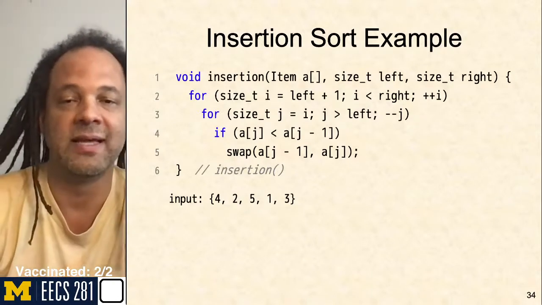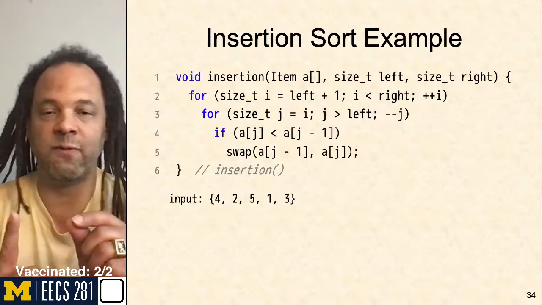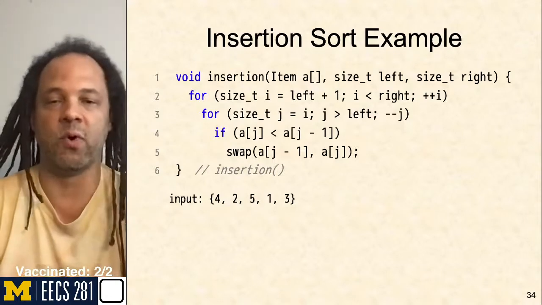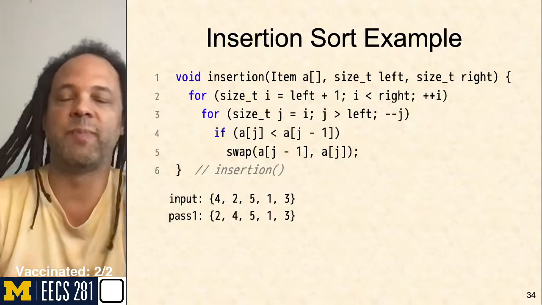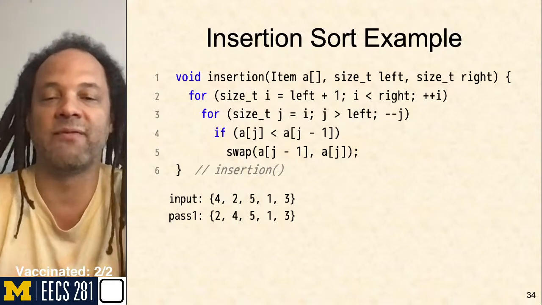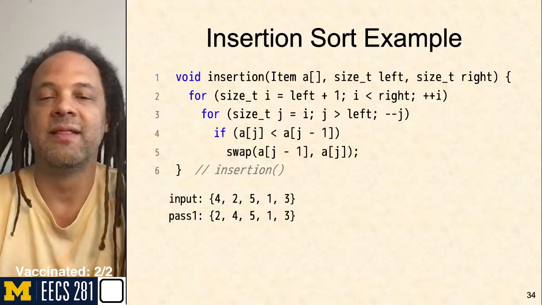So my first pass says 4 is good. What do we do with 2? Do we leave 2 behind 4, or do we move 2 in front of 4? And of course, it should be moved in front of 4, and that's what the first pass has done here. After pass 1, I've got data 2, 4, 5, 1, and 3.